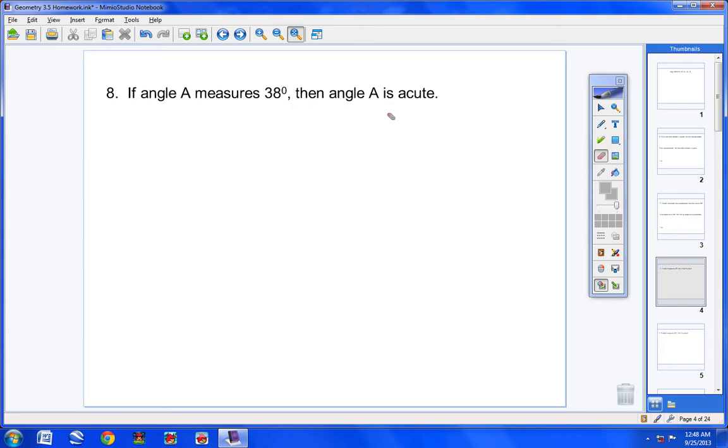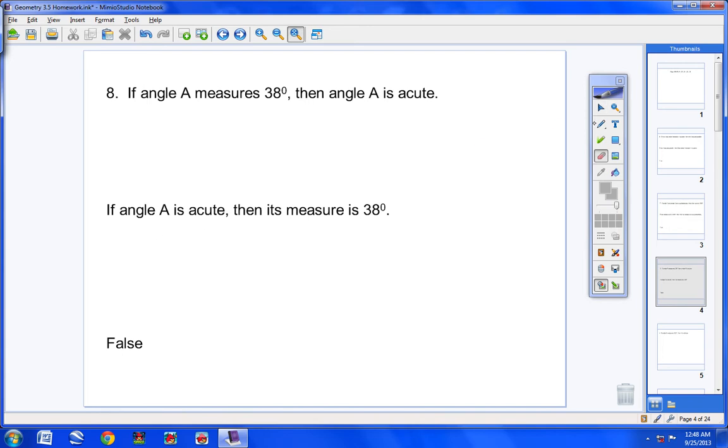That's totally true. But now we've got to write the converse of that. So I would write, if an angle is acute, then that angle measures 38 degrees. If angle A is acute, then its measure is 38 degrees. That's not true. I mean, it might be true, but you don't know that for sure. I can give you a counterexample.